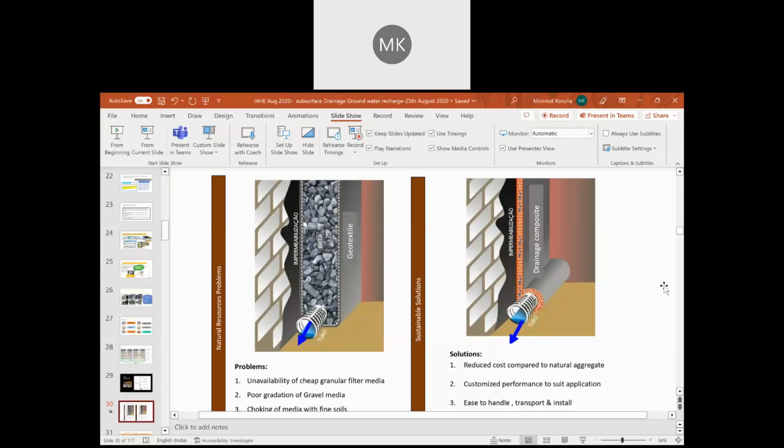Okay. So I'm skipping a little bit about geosynthetics. Let us go to specifically how the drainage geocomposite can be applied for highway pavements. Okay. So what are we seeing here? We are seeing the flexible pavement section where BC, DBM, base, sub base, subgrade, all are there.